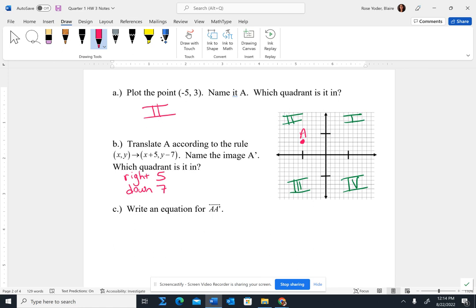So I'm going to take my point A. I'm going to go to the right 1, 2, 3, 4, 5, and down 1, 2, 3, 4, 5, 6, 7. And it says to name the image A prime. It's not in a quadrant. It's on the y-axis.